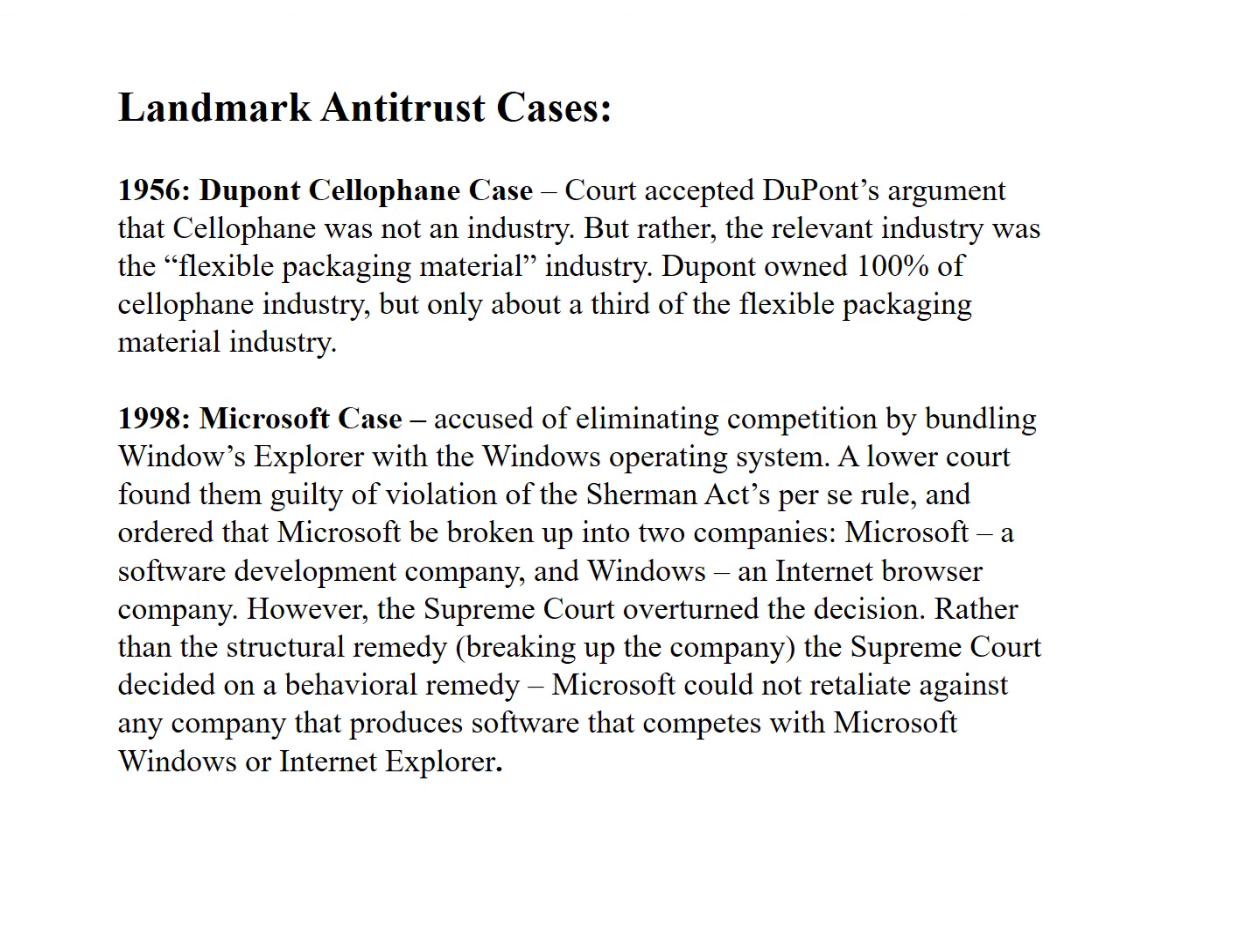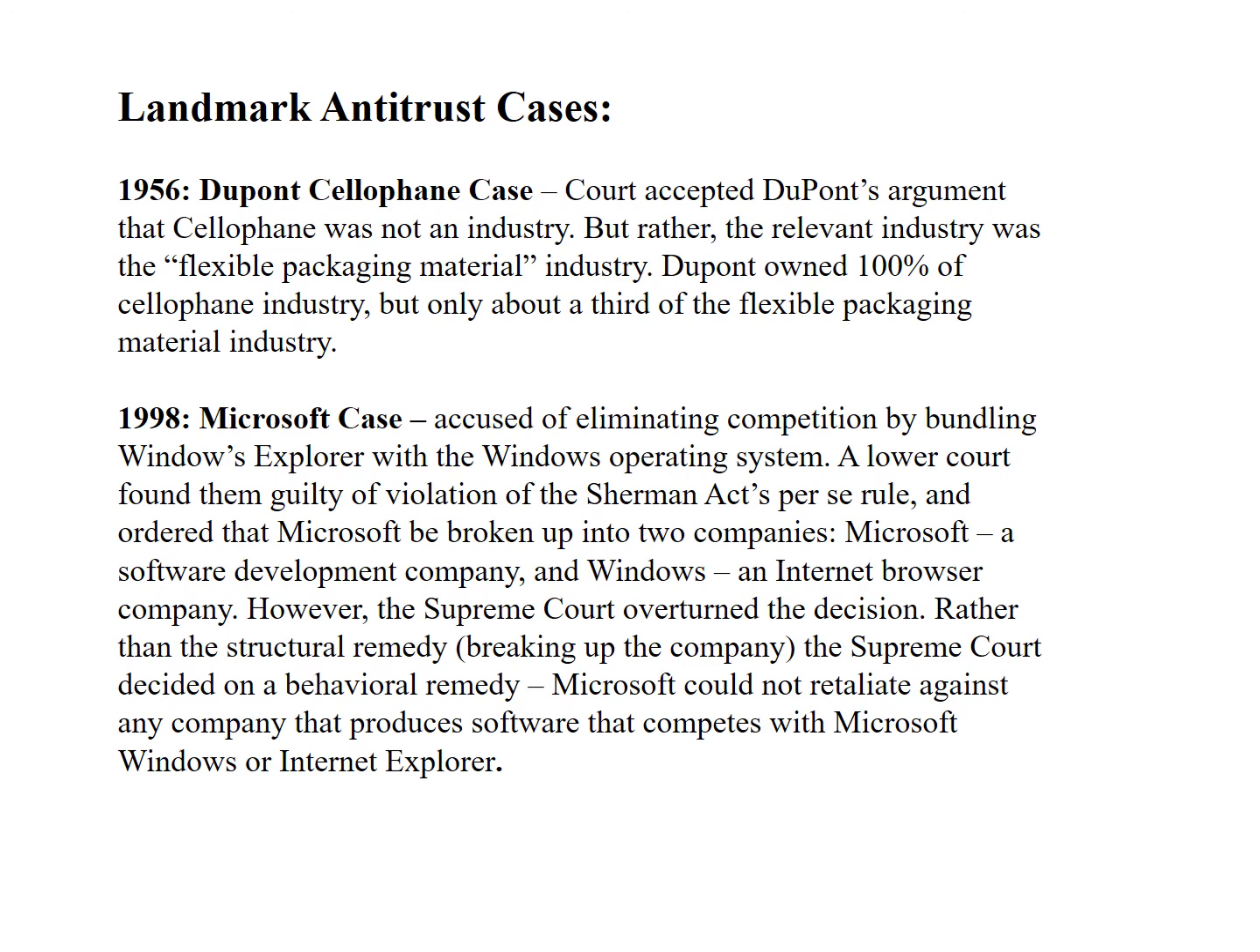In 1998, Microsoft Corporation was accused of eliminating competition by bundling Internet Explorer with the Windows operating system. A lower court found them guilty of a violation of the Sherman Act's per se rule, and ordered that Microsoft be broken up into two companies: Microsoft, a software development company, and Windows, an internet browser company. However, the Supreme Court overturned the decision.